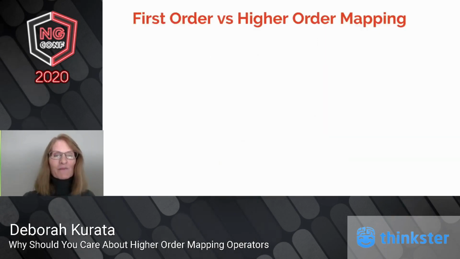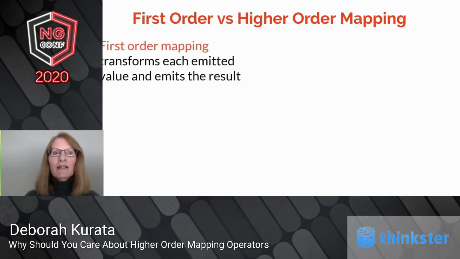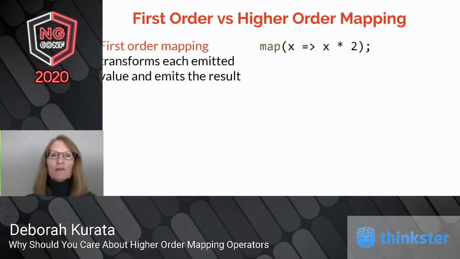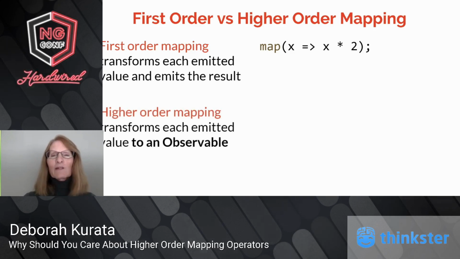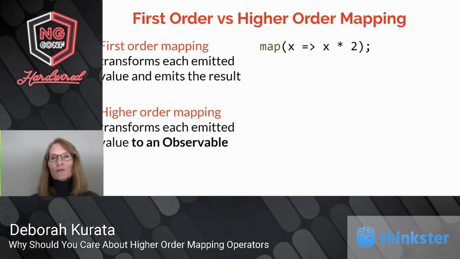Let's dive in. So, first order versus higher order mapping. First order mapping transforms each emitted value and emits the result. So something like this. We get an emitted value into x, we multiply it by 2, and we get out the result. Higher order mapping transforms each emitted item into another observable.